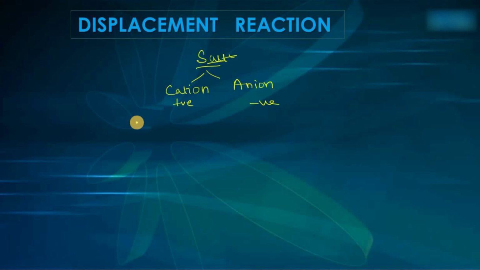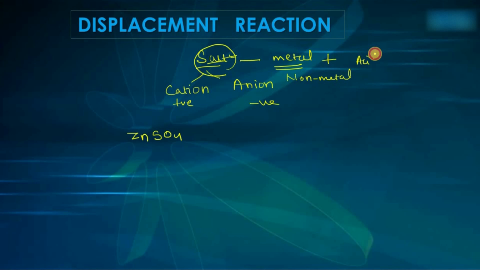I'll give you some examples of salt. Now, salt is formed of metals. For example, ZnSO4. Here the salt is formed by reaction of metal or non-metal also with acid. Whenever this reaction takes place, I'll get a salt here, along with that, I'll get H2. So this salt is what I'm talking about here, ZnSO4.